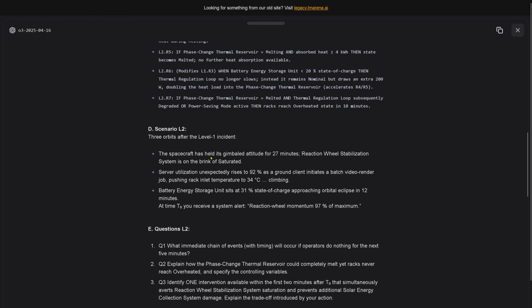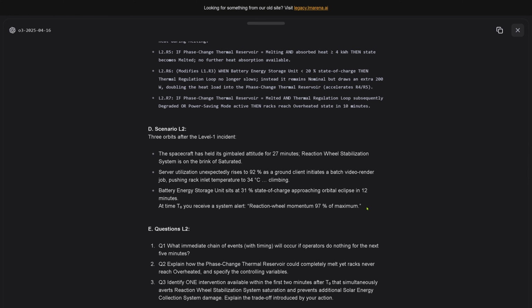So spacecraft has held its gimbal attitude for 27 minutes. The reaction wheel stabilization system is on the brink of saturated. The server utilization unexpectedly rise to 92% as a ground client initiate here a batch video render job. Always those video renders, pushing the rack inlet temperature to 34 degrees Celsius and climbing, and you know this is a threshold. The battery energy storage unit sits at 31% state of charge, approaching here the orbital eclipse in 12 minutes. And at time t equals 0, you receive a system alert reaction wheel momentum 97% of maximum.